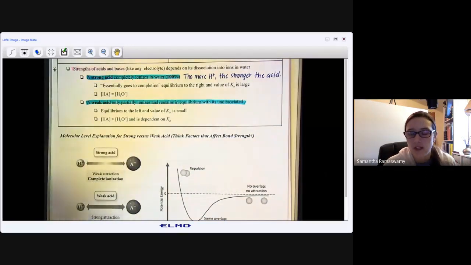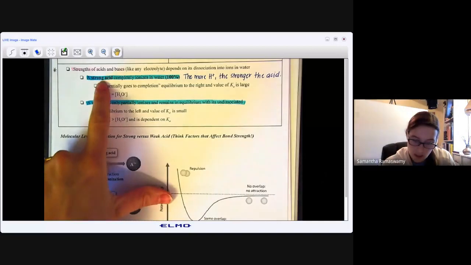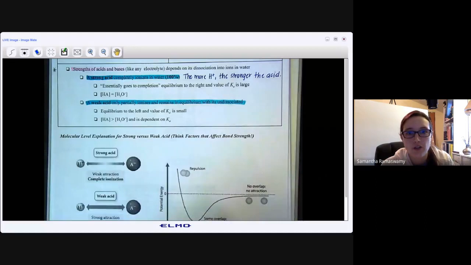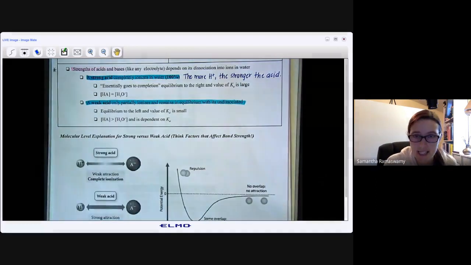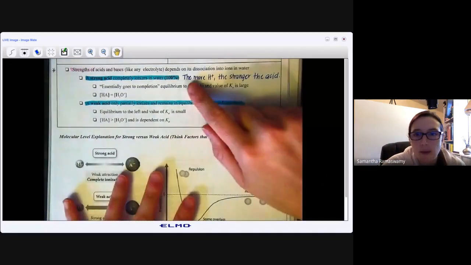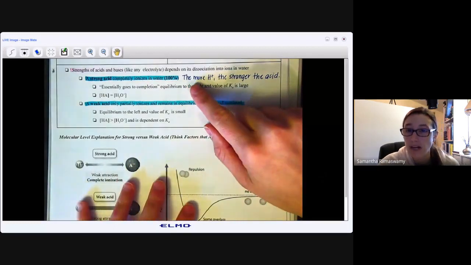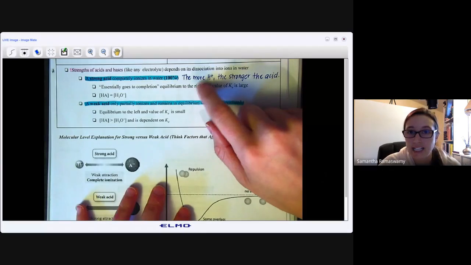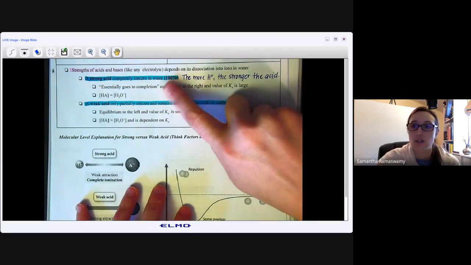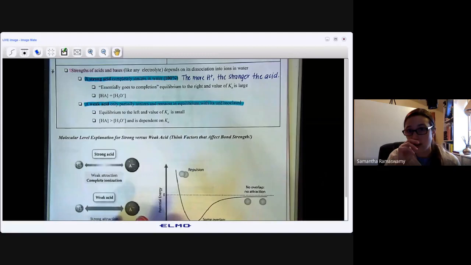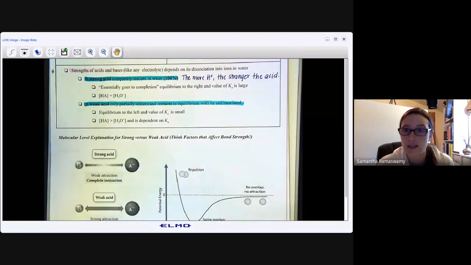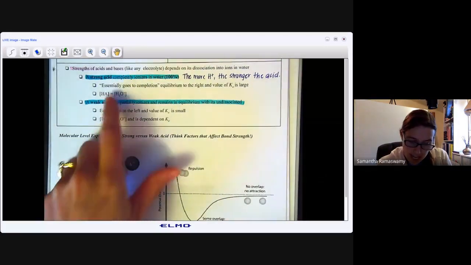A strong acid completely ionizes in water. It ionizes 100%. That's the definition of a strong acid. Something else we can think about is that the more H plus that is created when it ionizes in water, the stronger the acid. So when you're looking at which of the following is the strongest acid, look at the one that creates the most H plus.